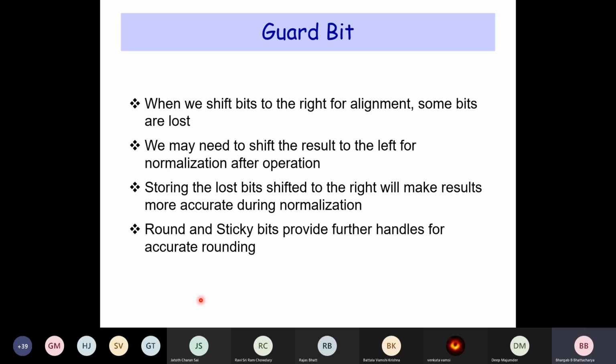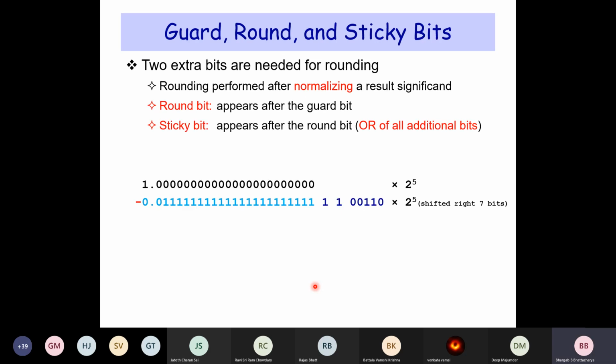And round and sticky bits provide further handles for accurate rounding. Well, let me give you a small example here. One operand is this, whose exponent is 2 to the power 5. There is another operand whose exponent was less, but we have already shifted it by 7 bits to make it equal. So this is the second operand after shifting. Shifted right by 7 bits.